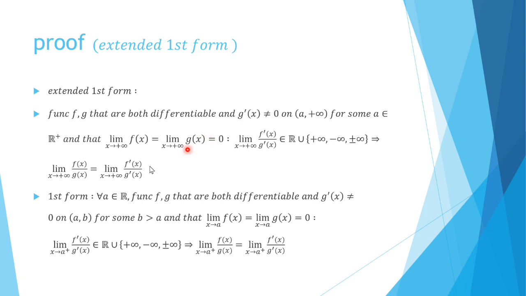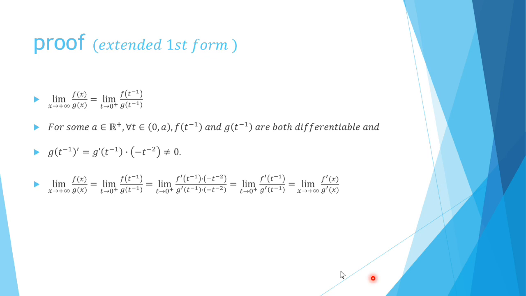So here, I get the extended first form of L'Hopital's rule. The proof is shown on the next page. I also put the first form of L'Hopital's rule here so that you can compare the difference between them. Here I use the reciprocal law and check the condition of the first form of L'Hopital's rule, then combine them together and get the result. At last, the limit is equivalent to this limit.